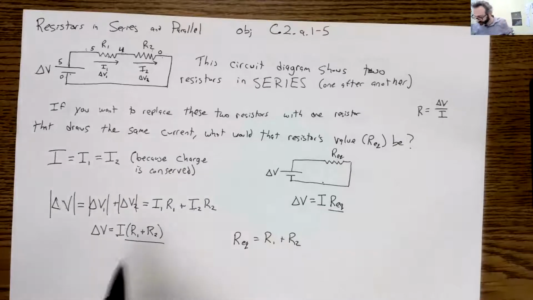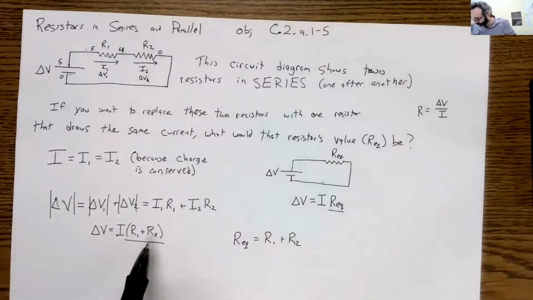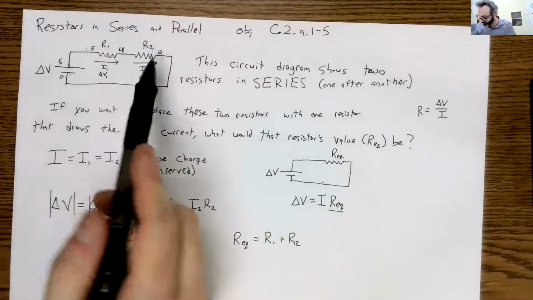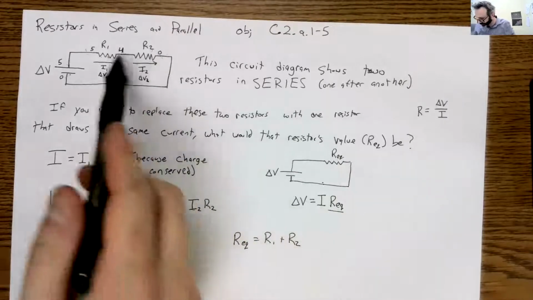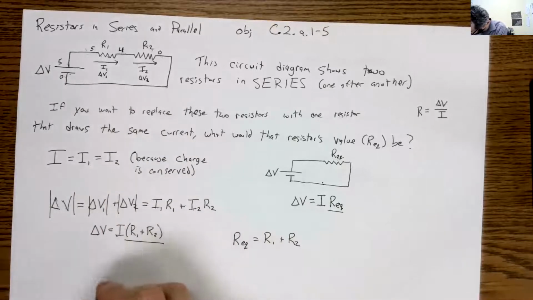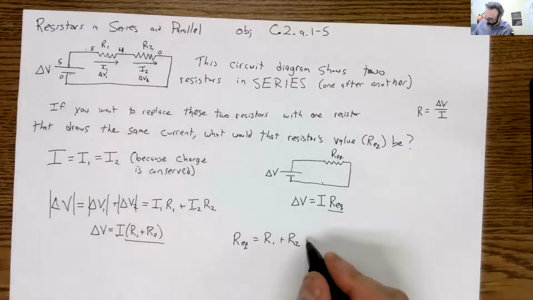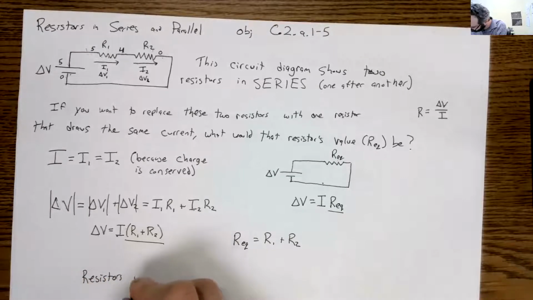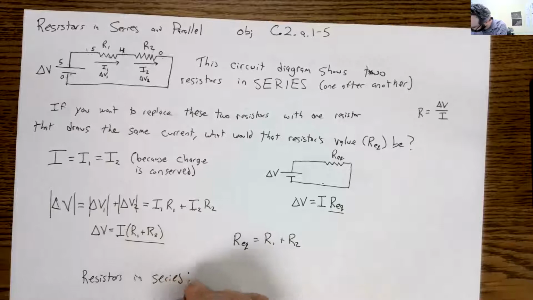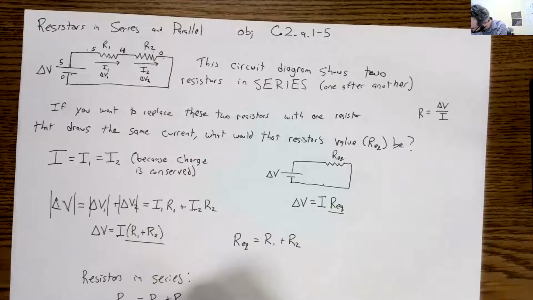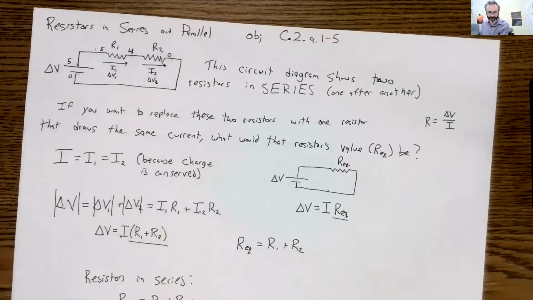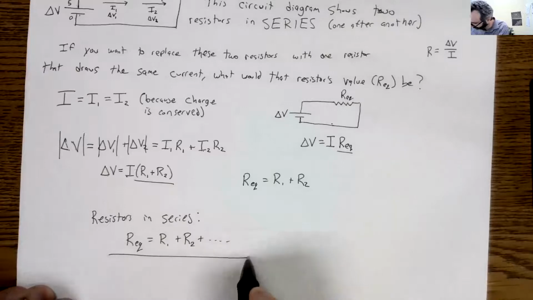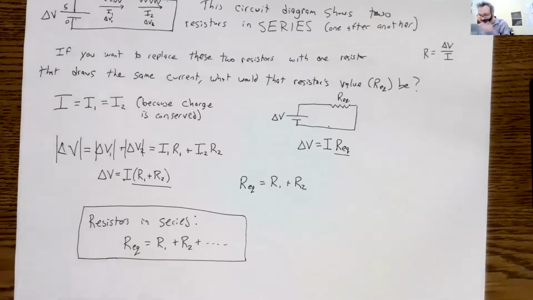All right. So just to finish up with the resistors in series, it's basically the same thing. If we added a third resistor, we'd follow the same process, and we'd have to add plus R3 to the end. So I'll write down the rule: resistors in series, the equivalent is just R1 plus R2 plus and so on. However many more resistors there are, you would add those as well.